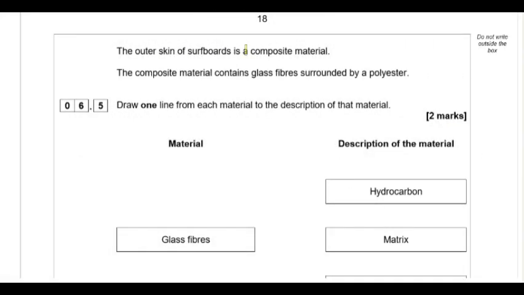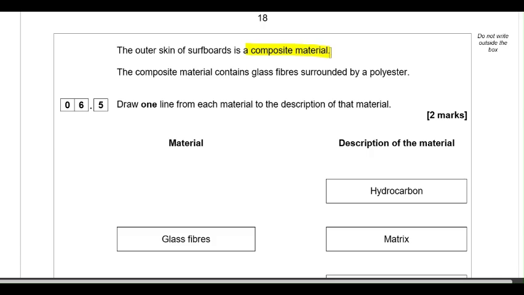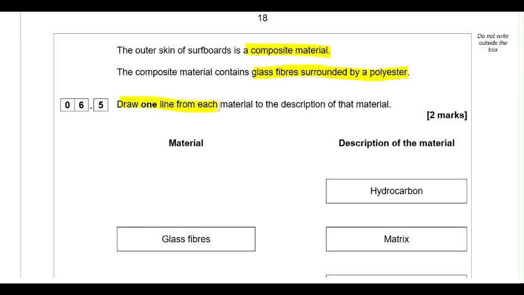This is a question, 6.5, on the using of resources, the very last topic in the syllabus, using resources. 6.5, the outer skin of surfboards is a composite material, which consists of glass fibres surrounded by a polyester. Draw one line from each material to the description of that material for 2 marks.